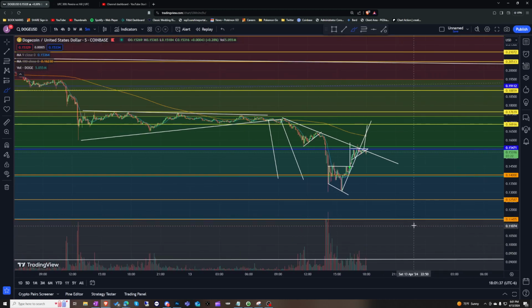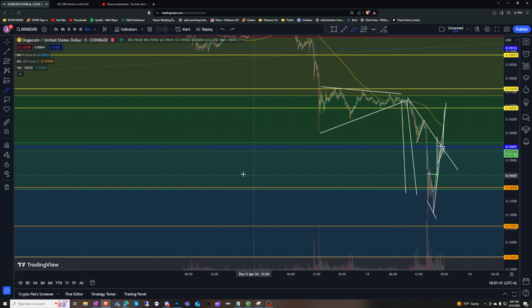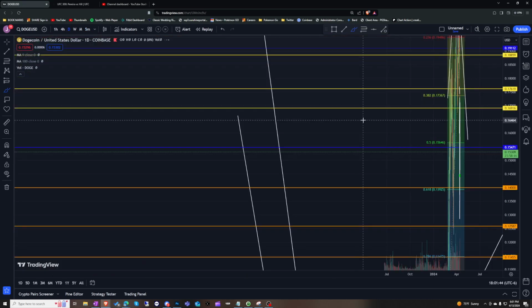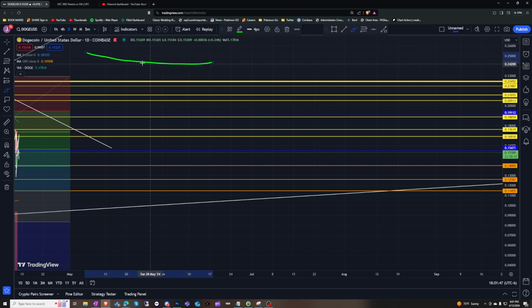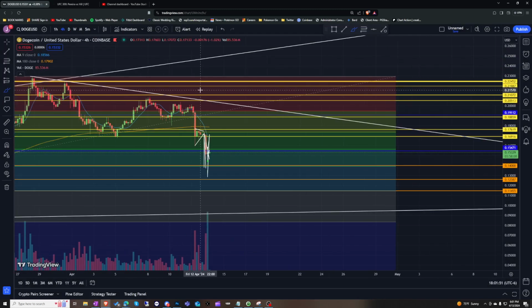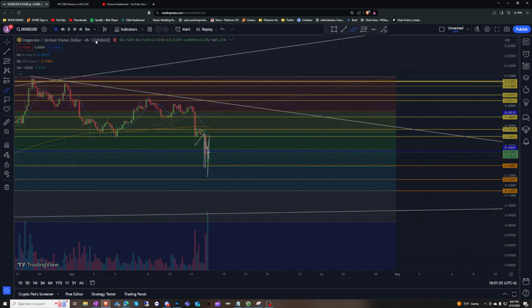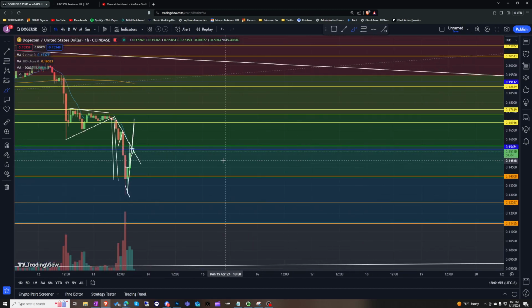The next one going to the downside is down here at 0.1145. But let's see, what else do we have? I think that pretty much covers it for now. It was kind of cool that it bounced at that 0.14 level, though.